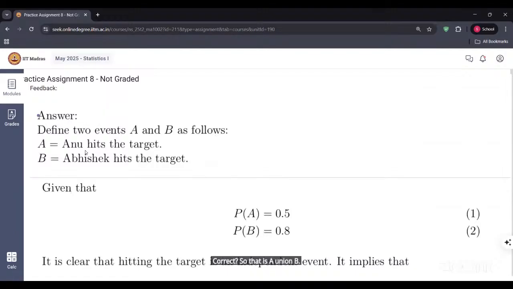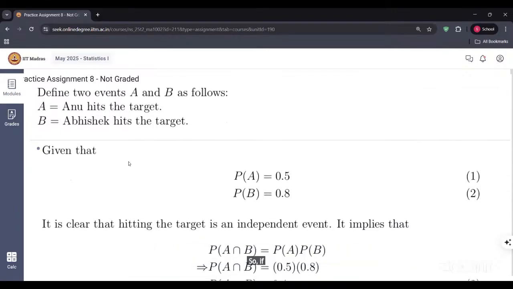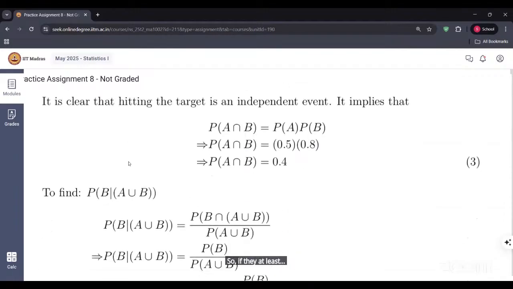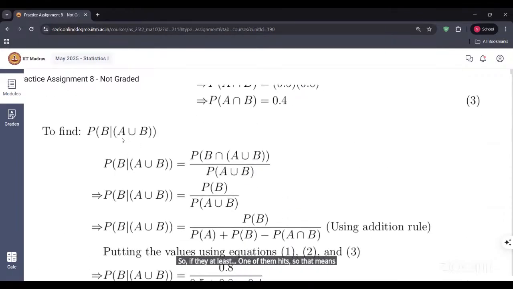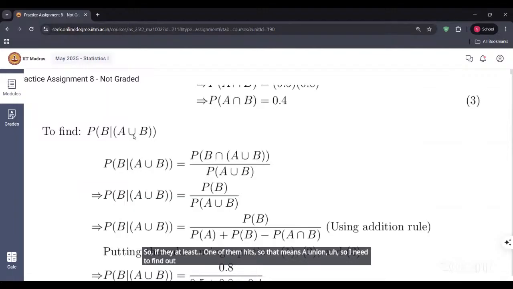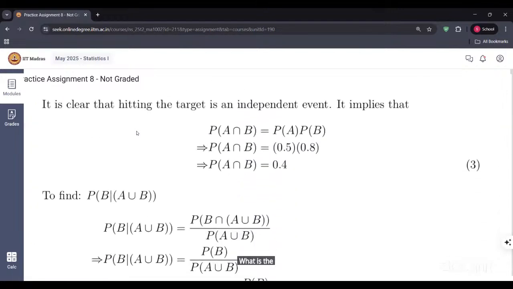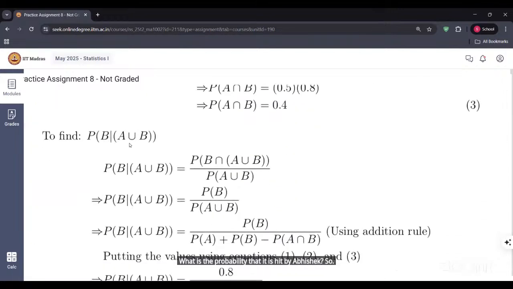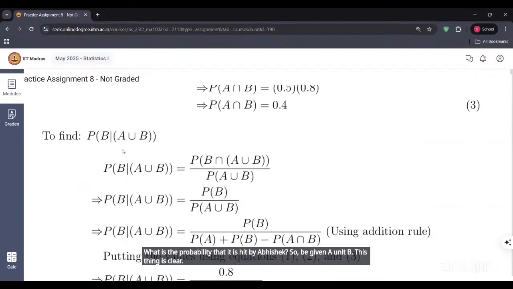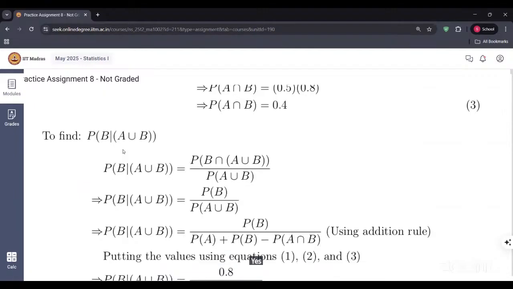My event A is that Anu hits the target and B is that Abhishek hits the target. If at least one of them hits, that means A union B. Given that at least one of them hits, what is the probability that it is hit by Abhishek? So B given A union B. This thing is clear? You had this doubt only, right?